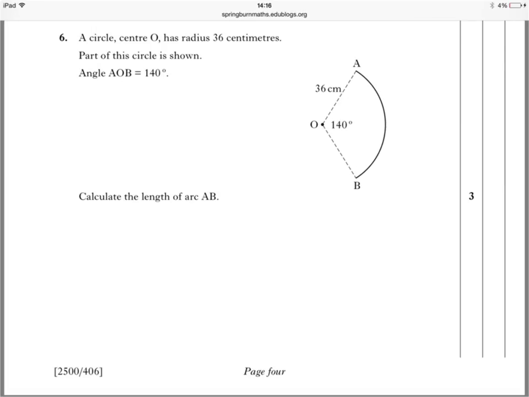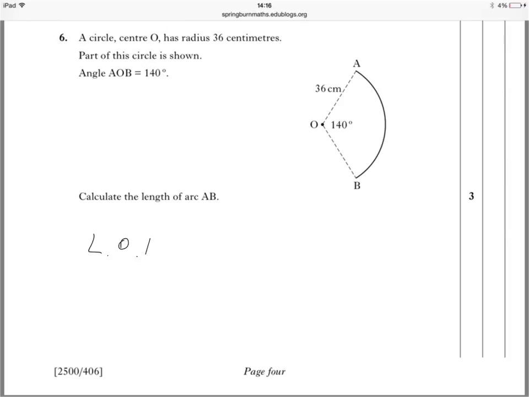Section 15, example 2. A circle, centre O, has radius 36 centimetres. Part of the circle is shown, and the angle AOB is 140 degrees. Calculate the length of the arc AB. So the length of the arc is again a bit of the circumference of the circle, and the bit is 140 degrees out of 360.